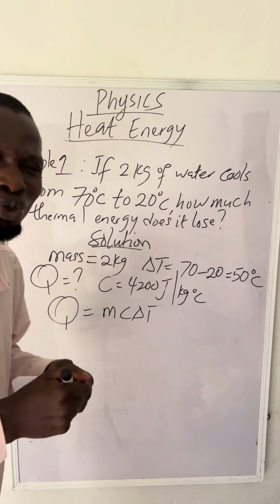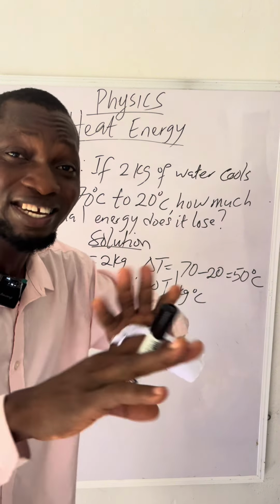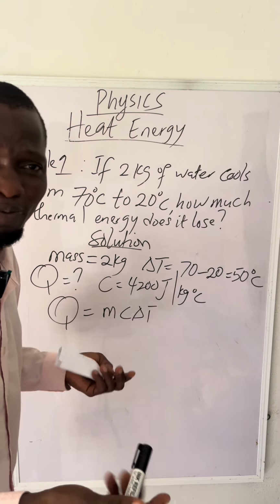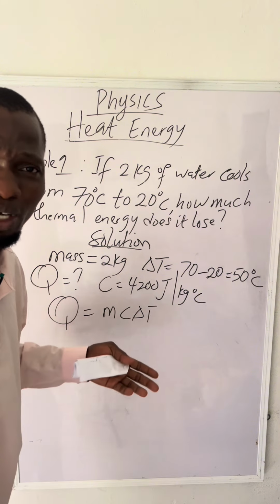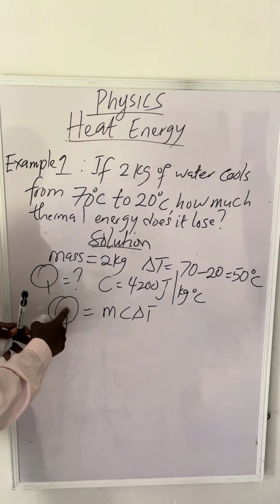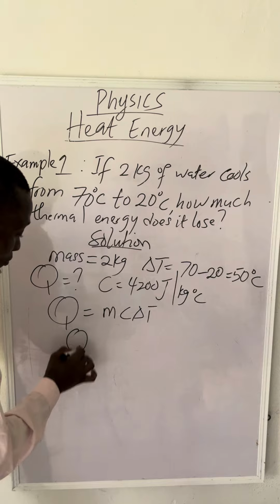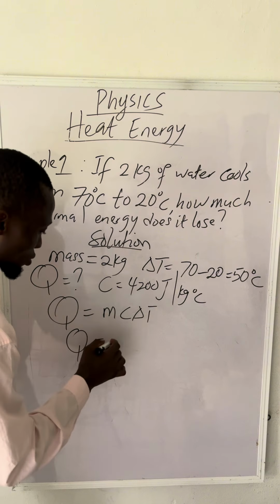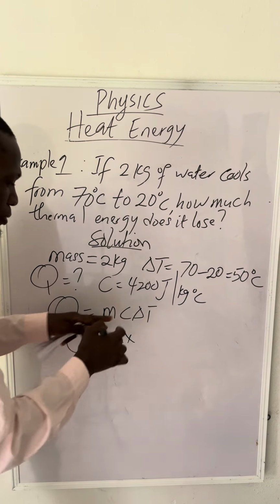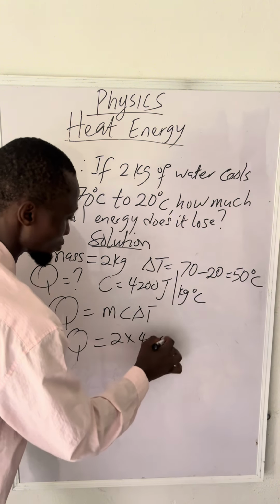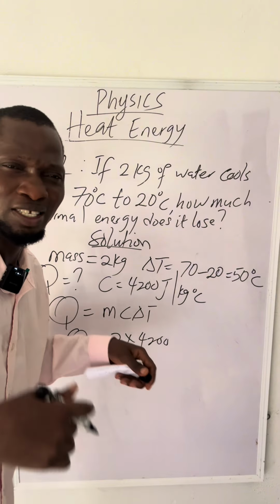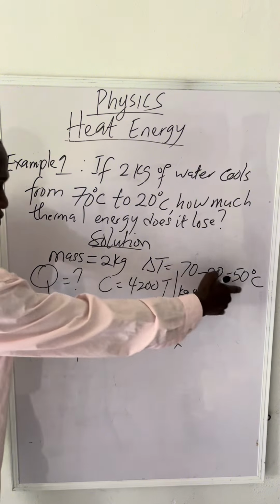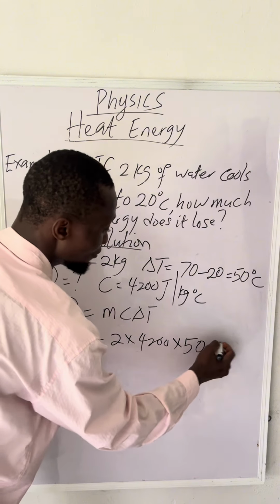And remember, once you know your formula, you can be asked to find anything. Your own job is to write the parameters out. The ones that you are given, put them there. The ones that you are not given, put the variable, and then you know what you're looking for. So here, I'm not given Q, it's the one I'm looking for. So I'm going to write Q equals the mass. The mass they have given us is 2 kg. So that's going to be 2 times C, that's 4,200. I'm not going to put the units for simplicity. Then delta T, which is 50. So everything is going to be in joule.